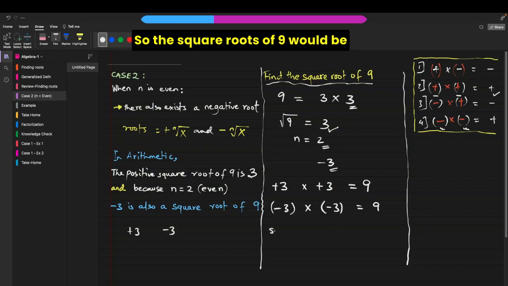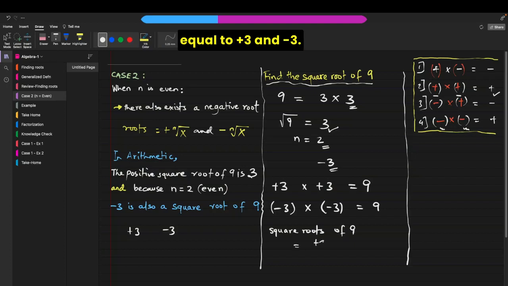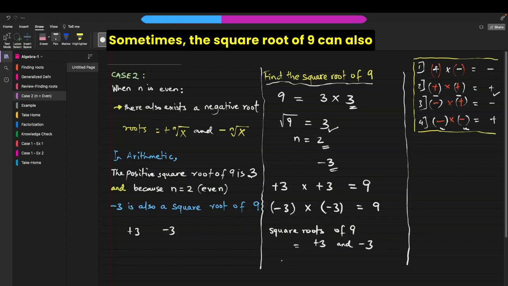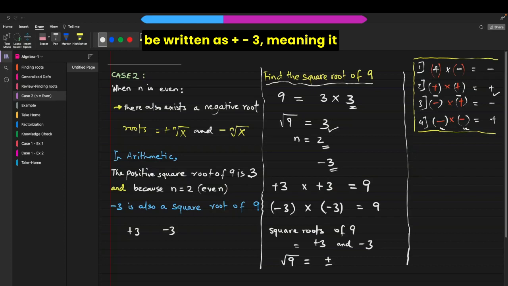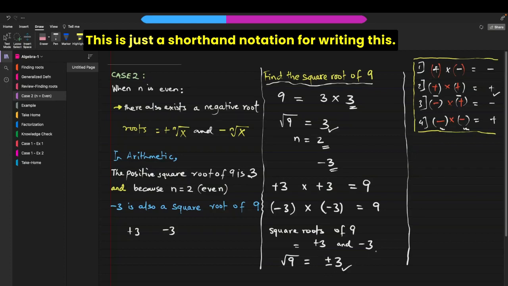So the square roots of 9 would be equal to plus 3 and minus 3. Sometimes the square root of 9 can also be written as plus minus 3, meaning it could be plus 3 or negative 3. This is just a shorthand notation for writing this.